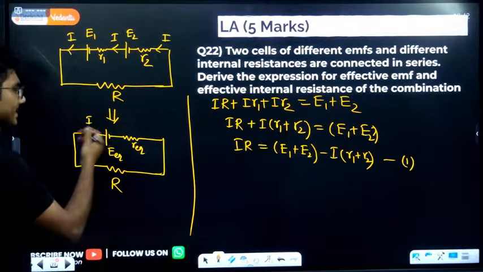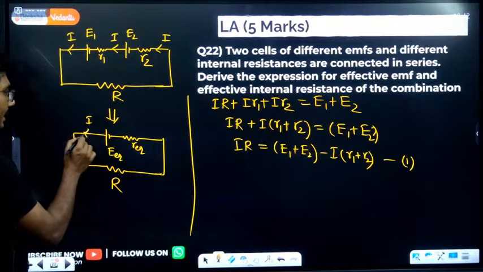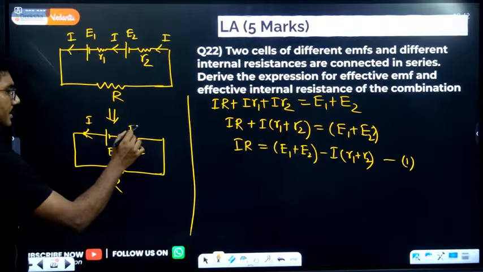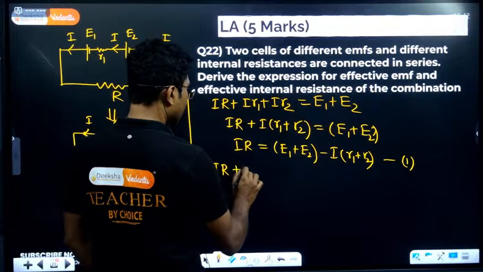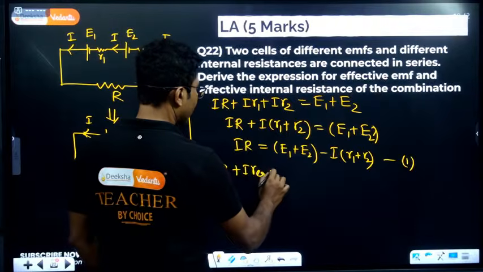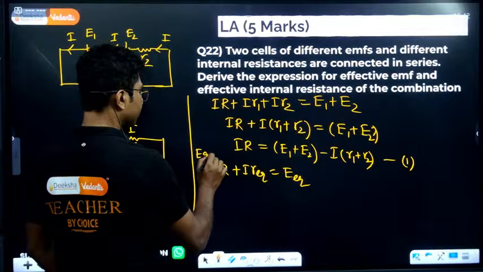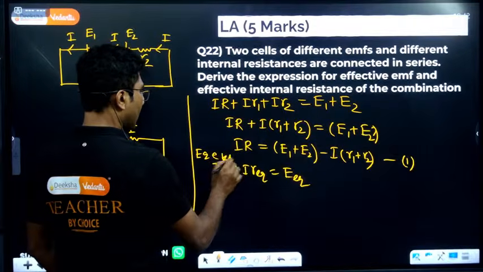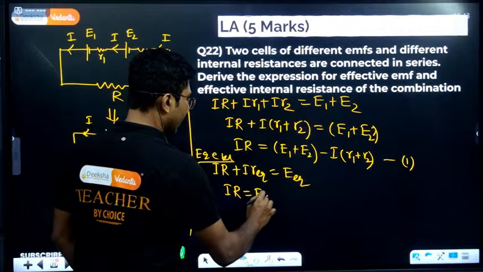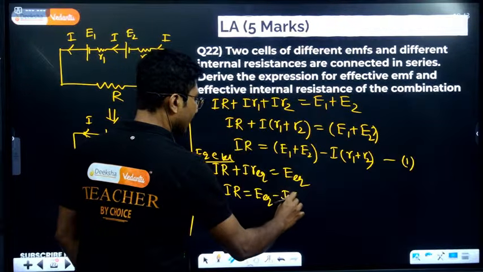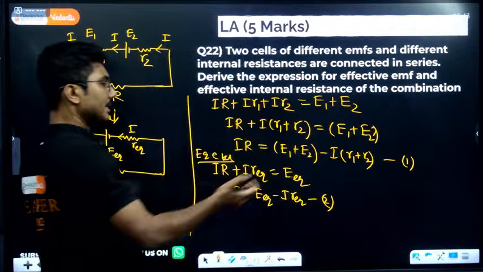Now we will use the same thing on the equivalent circuit as well. In the equivalent circuit, again the current is I, current through this internal resistance is also I, same current is flowing, right? So again we can write IR plus I R equivalent equals E equivalent. Okay, this is from the equivalent circuit. Series one is very easy. IR equals E equivalent minus I into R equivalent. Right, so the left hand sides of equation 1 and equation 2 are same, so the right hand side should also be same.